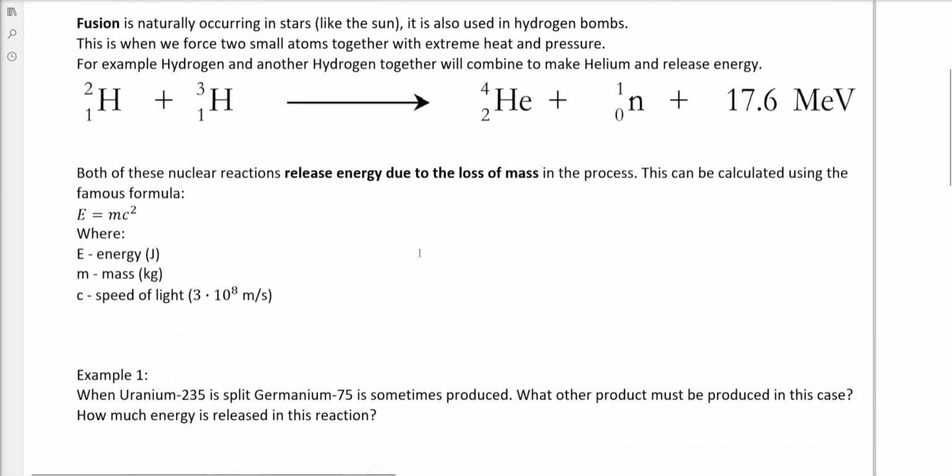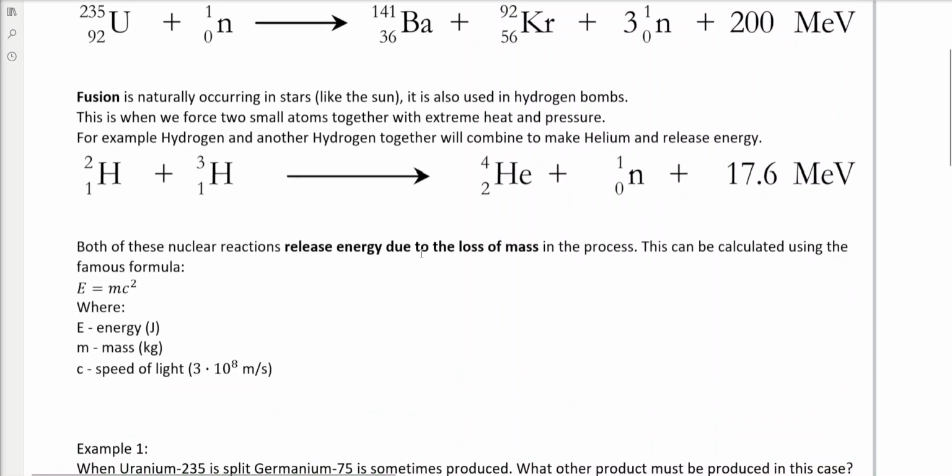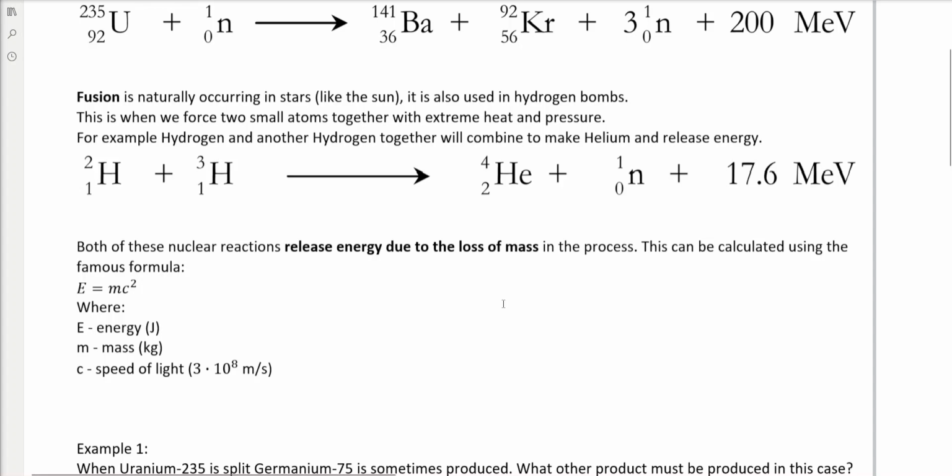So both of these nuclear reactions release energy. Why? Because of the loss of mass in the situation. Now, if you look at the nucleon number, we have 236 at the beginning here, and if you count all this up, we still have 236. Down here we have 5, and if you count all this up, we still have 5. 4 plus 1 is 5. So the nucleon number doesn't change, but we do have energy being released, and there is a loss of mass.